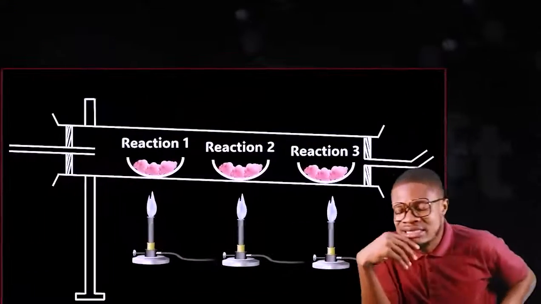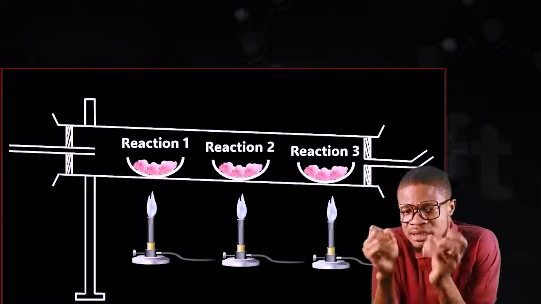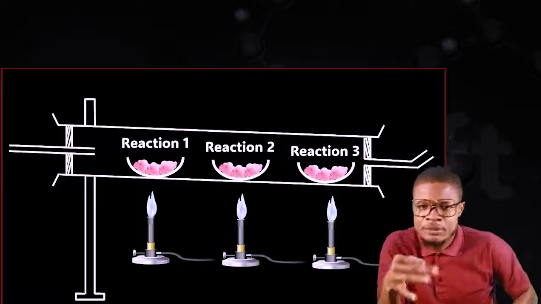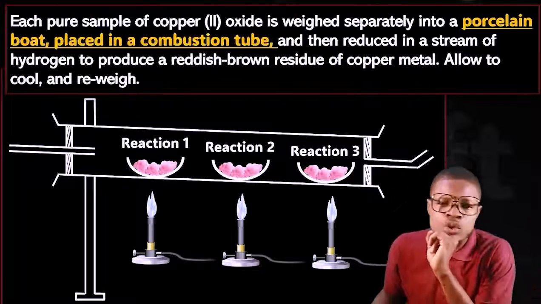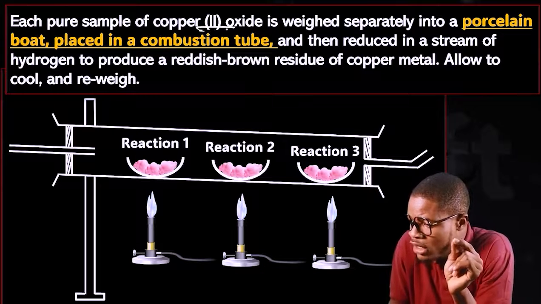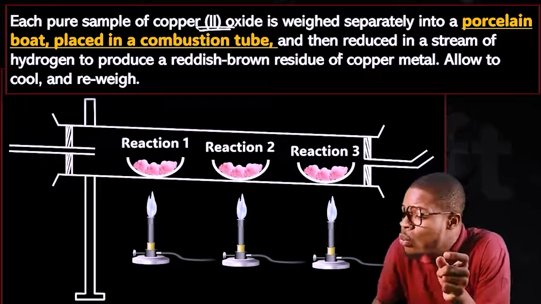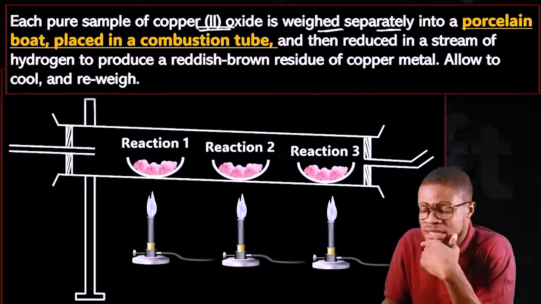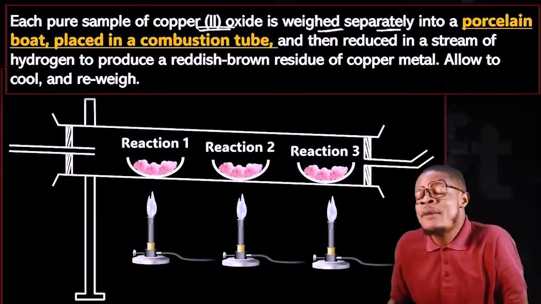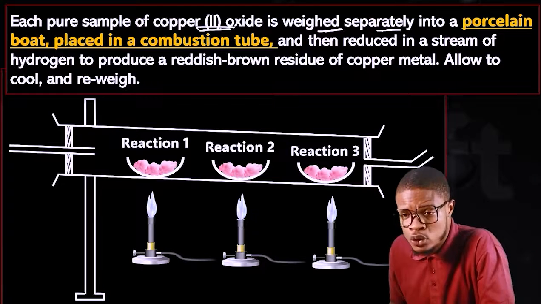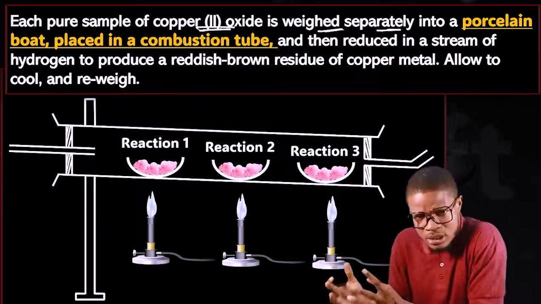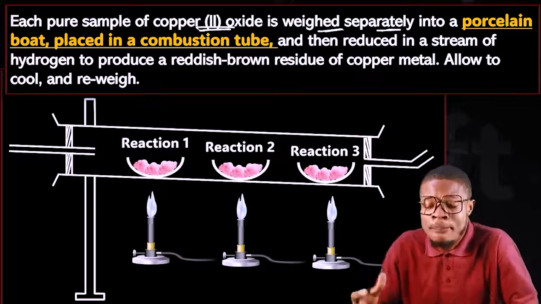You must understand that I'm carrying out my gravimetric analysis on reaction 1, reaction 2, and reaction 3, right? What happens there? First and foremost, I draw your attention to this: each pure sample of copper(II) oxide from all of those different reactions is weighed separately. So I will weigh reaction 1, weigh reaction 2, weigh reaction 3. And then you place them into what is called a porcelain boat. What is it called? Porcelain boat. And that porcelain boat is placed in a combustion tube.